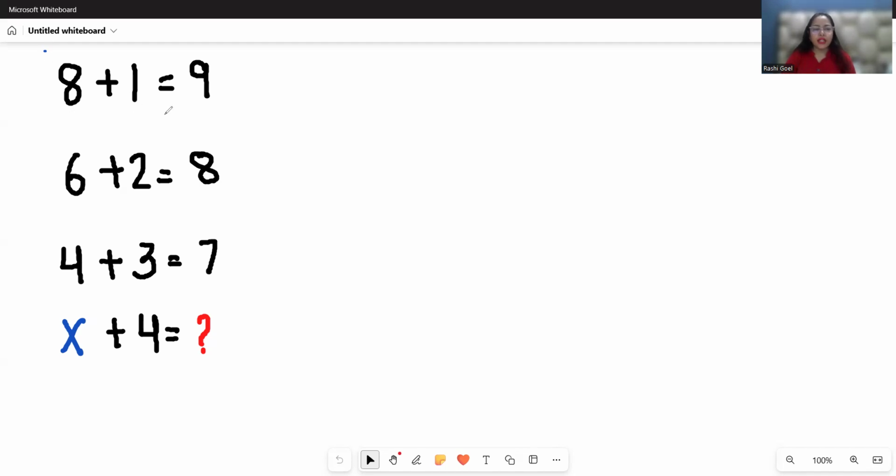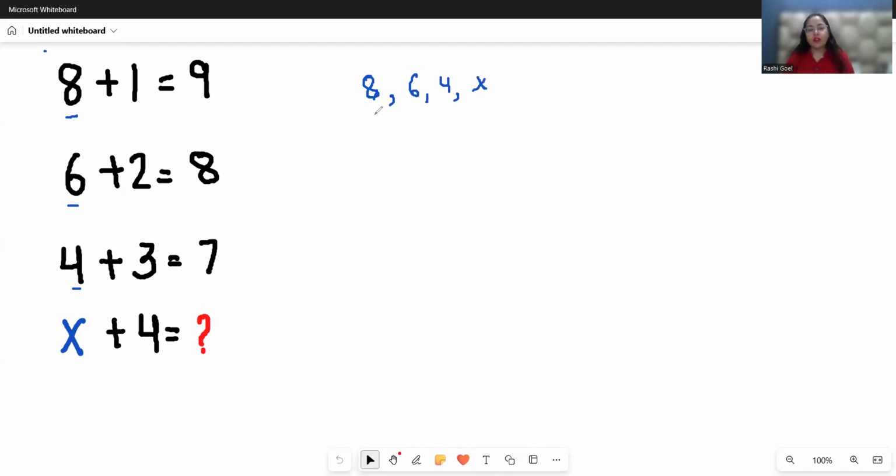So it's correct. 8 plus 1 is 9, 6 plus 2 is 8, 4 plus 3 is 7. So what is x? First we will find x, and then simply add 4 to it to find the value of this question mark. So if we check the pattern there: 8, 6, 4, and then x.